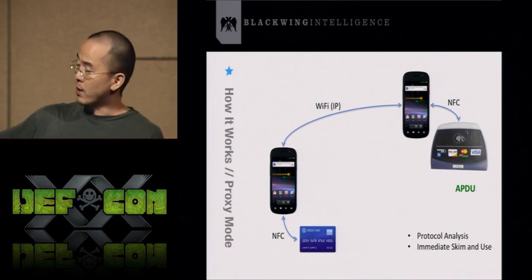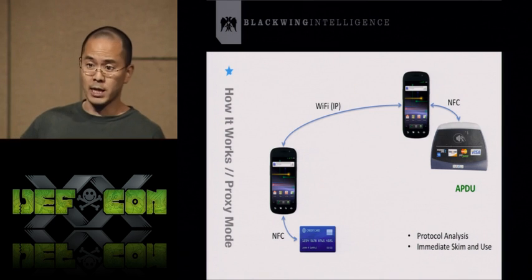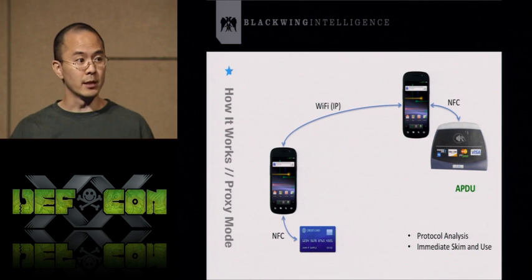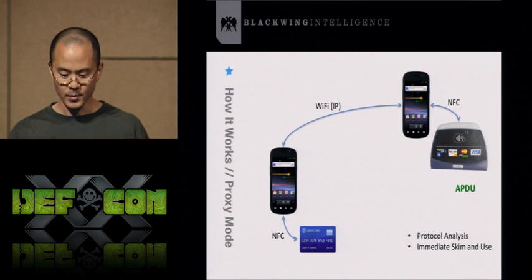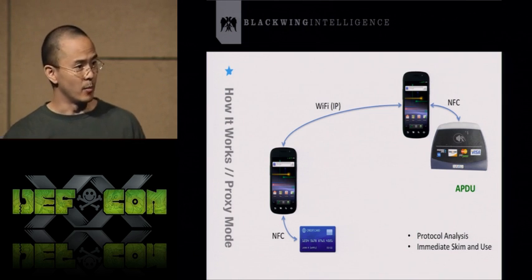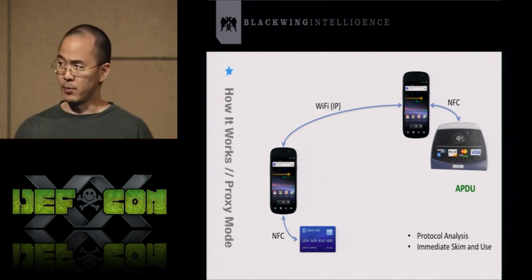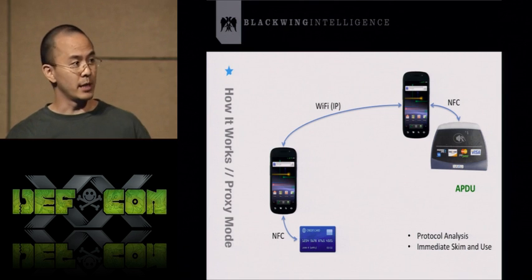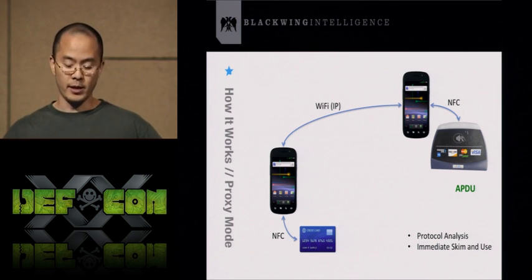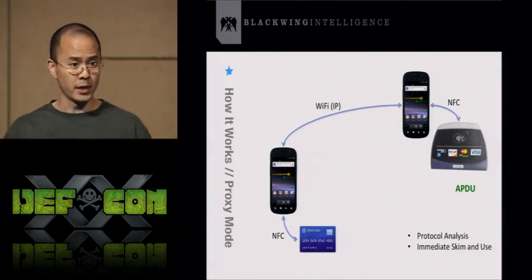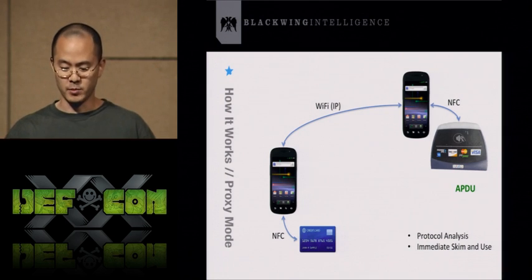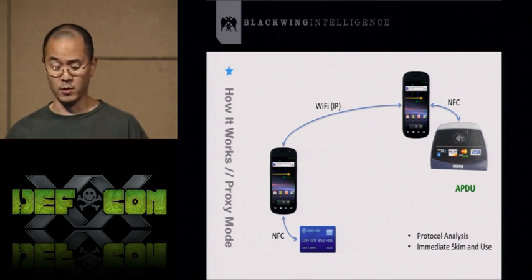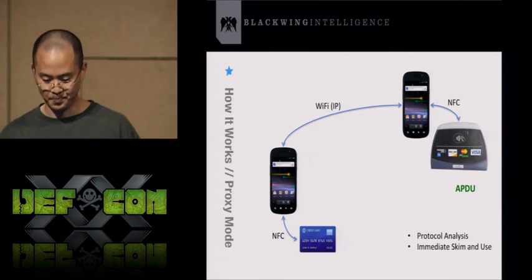So what proxying allows you to do is protocol analysis. Because we're sitting in between the transaction, we can record all that stuff and then go back after the fact and look at all the bytes that were sent between the reader and the card. And what this also facilitates is immediate skim and use. So if you set this up properly, you can take a phone, put it next to someone's credit card, and then somewhere across the world even, if the phones are communicating over IP, you can take that phone and swipe it across a reader, and you'll be able to skim their credit card completely, just right over IP in another part of the world.